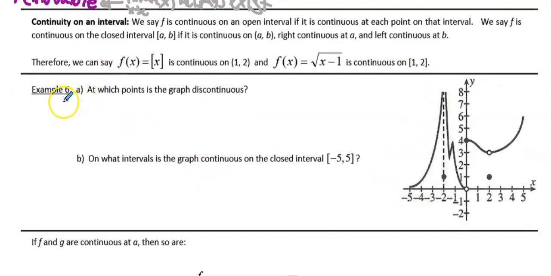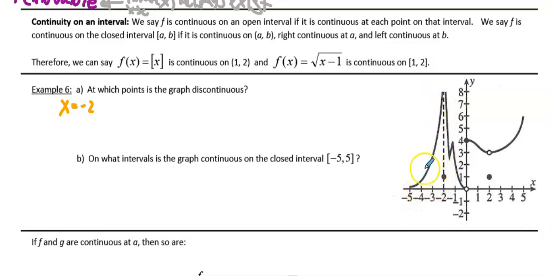Where is it discontinuous? You could probably take a second, pause this, and write out where it's discontinuous and what type of discontinuity it is, right? Okay, so let's do this. Again, if you pause it, great. So x equals -2 is our first one, right? x equals -2.